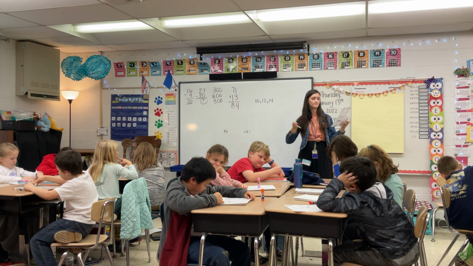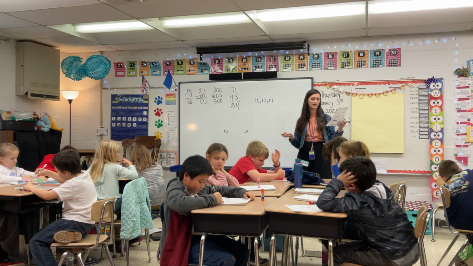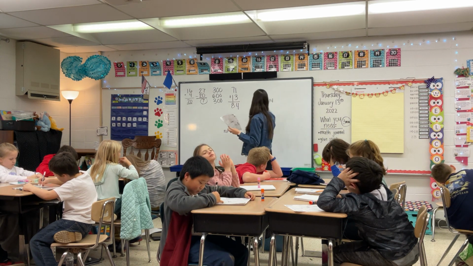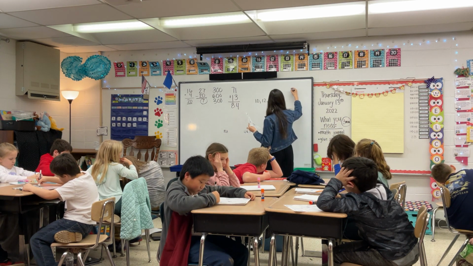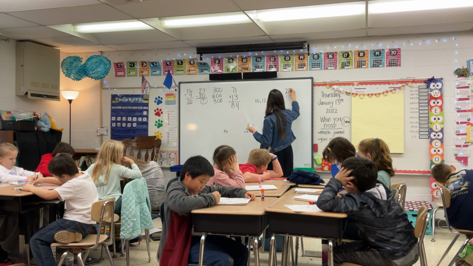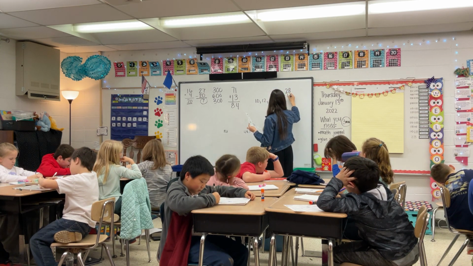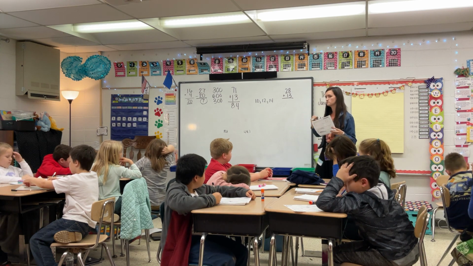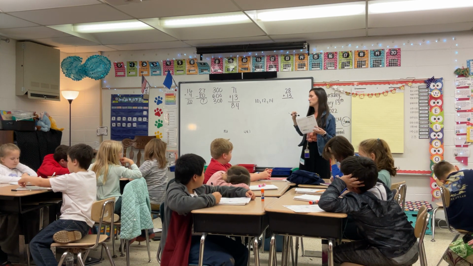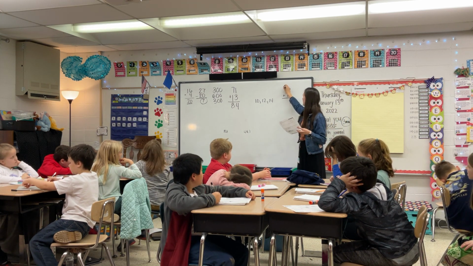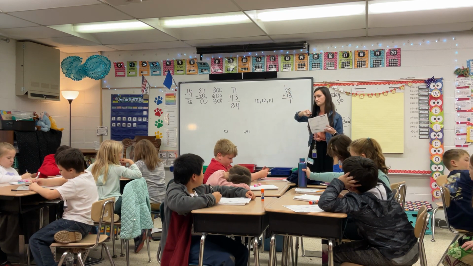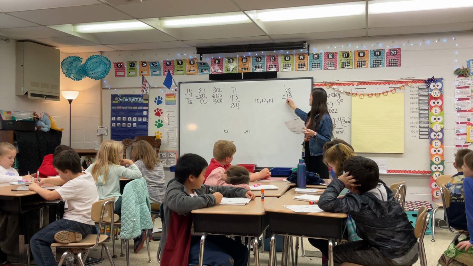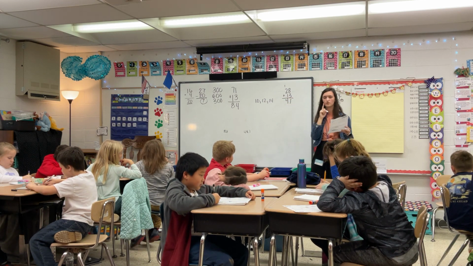We need to know how many are already categorized, right? We know that 28 are nonfiction. We know that 13 were poetry. So we're going to add, like Joshua said, 28 plus 13. Joshua, what's 8 plus 3? 11. Add our 10s together. 4. So 41 books. That's what we know.